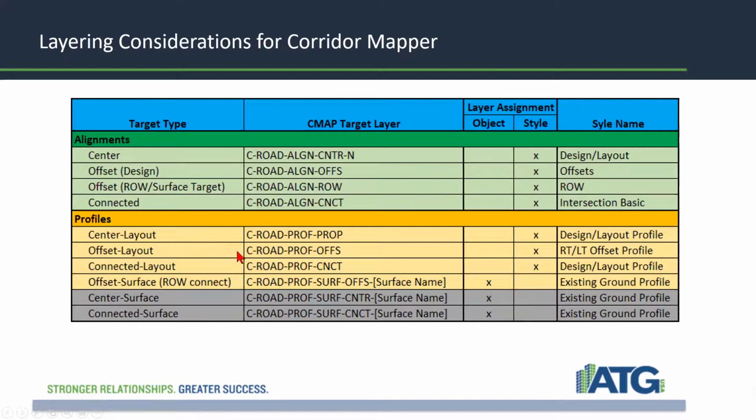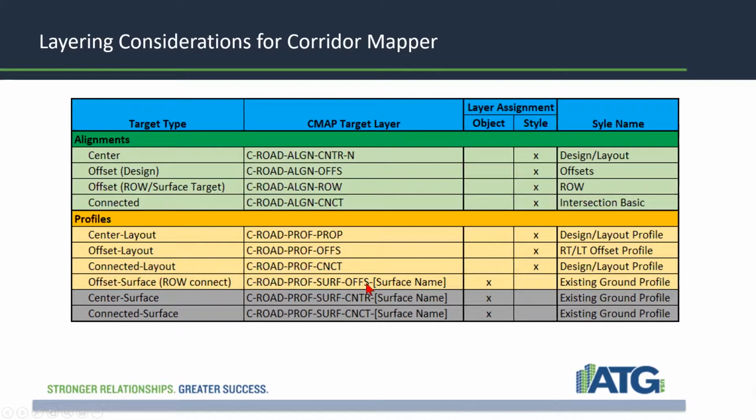For your profiles, you're still going to stick mostly with a style assignment on that layer. You'll need a centerline layout style and layer. You'll need an offset design layout, and you'll need a connected alignment design layout. And those design layouts need to have different layering than your surface layouts, or than your surface profile layers. So the proposed, the offset, the connected.